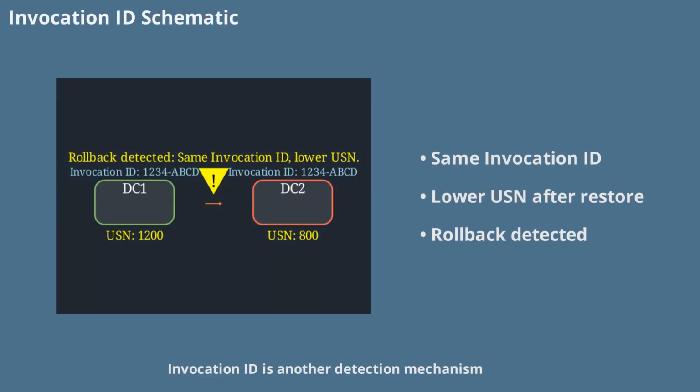Invocation ID is another detection mechanism. Even if a DC is restored from a snapshot, its invocation ID remains the same. By comparing the invocation ID and USN, other controllers can spot rollbacks and prevent replication errors.